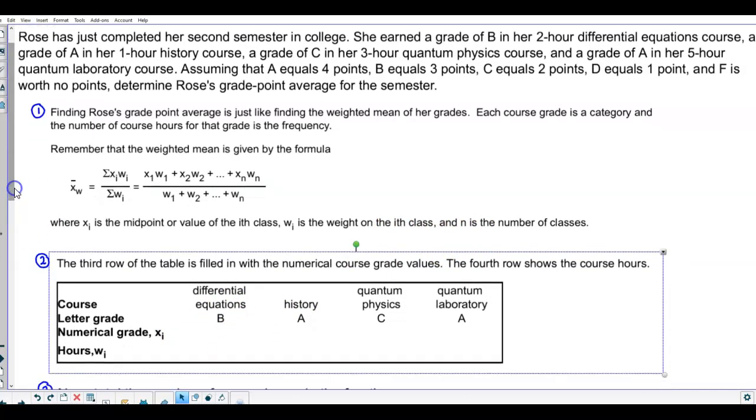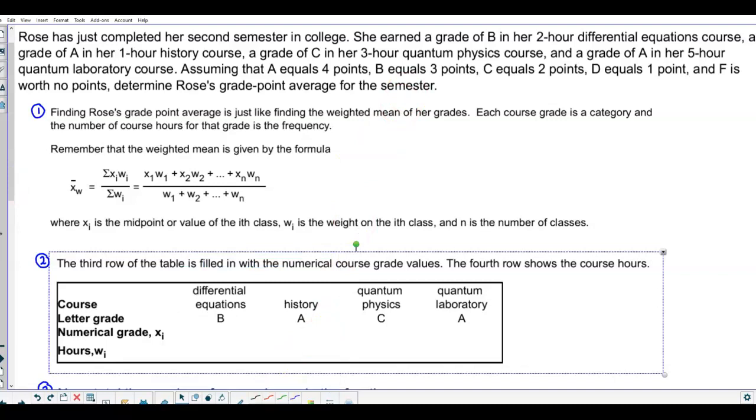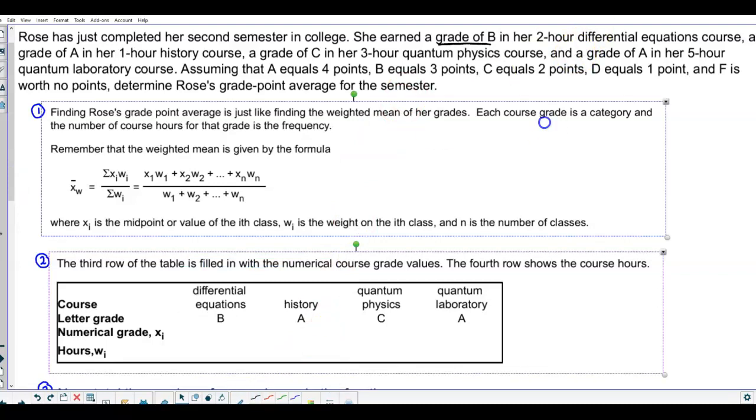So, first thing we want to do is create a chart. So here's the course: differential equations, history, quantum physics, quantum laboratory. Then we have a letter grade. We know the letter grade for differential equations is a B. So up here, we can see that we have a grade of B, and so we know that a B is going to equal 3 points.